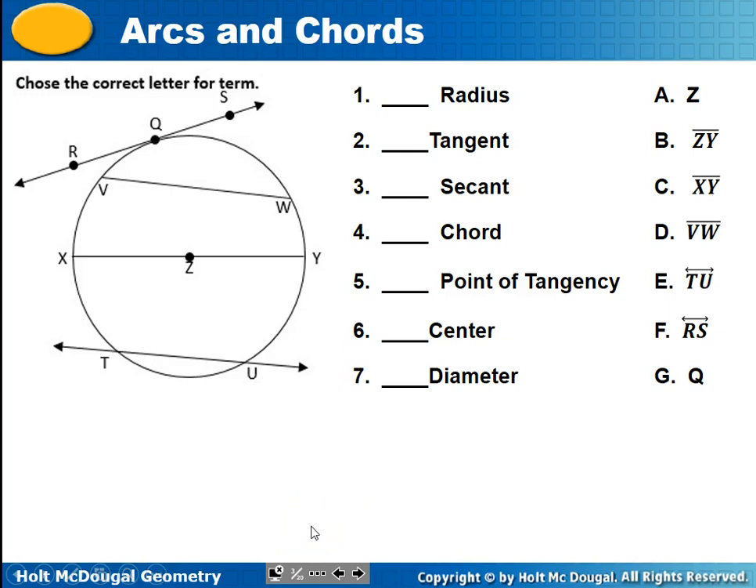All right, so the next one here, I would like you to pause the video, go through this, determine what each of these are, and then come back to me. So the radius is B, which is ZY. The tangent is up here, that's RS, so that's F. The secant is TU down here, because it's a line that intersects the circle at 2 points. The tangent was a line that intersected the circle at 1 point. A chord has its endpoints on the circle, so that was VW. Then we have a point of tangency, that's this point Q up here. Our center obviously is Z, and our diameter here is XY. So make sure you know all those terms and how to use them.